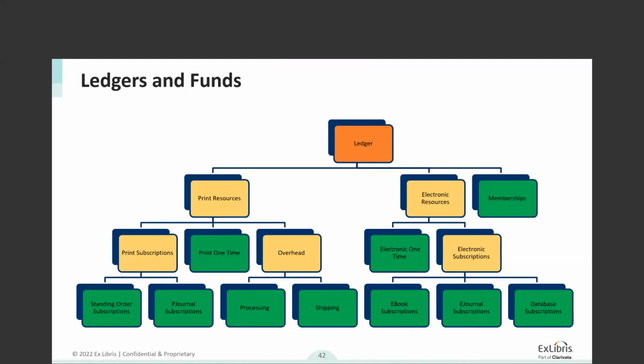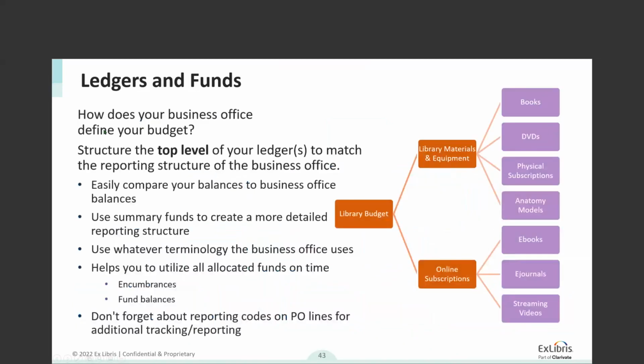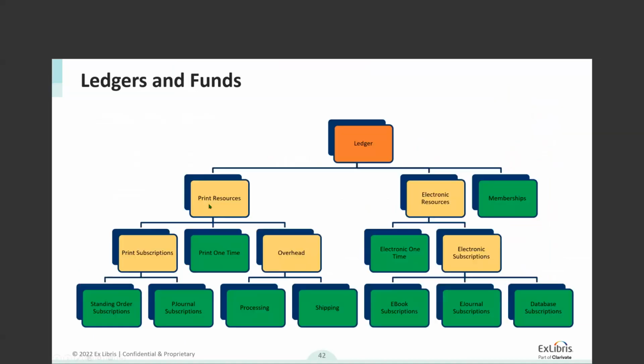So that's just a sample of what it can look like. Again, you know what you want to track. And I go into a lot of this, but structuring the top level of your ledger to match what the business office says, how they distribute your monies, how many pots of money. Like with my friends, print resources, electronic resources, memberships. Those were how the business office divided her money up. So that's the top of her ledger.